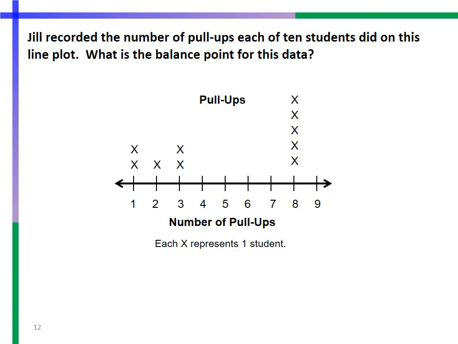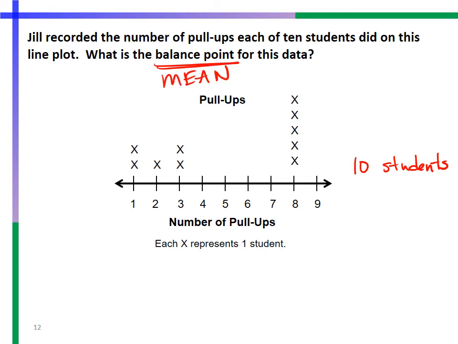Jill recorded the number of pull-ups each of 10 students did in the line plot. So we know that there are 10 X's, so there are 10 students. What is the balance point of this data? Anytime I see balance point, I'm figuring out what the mean is.